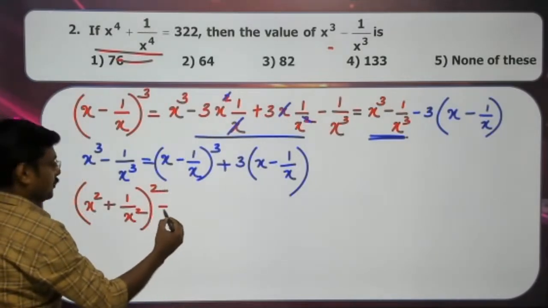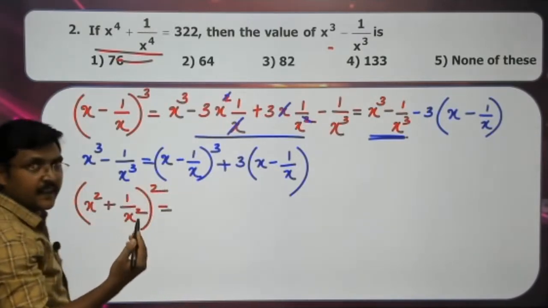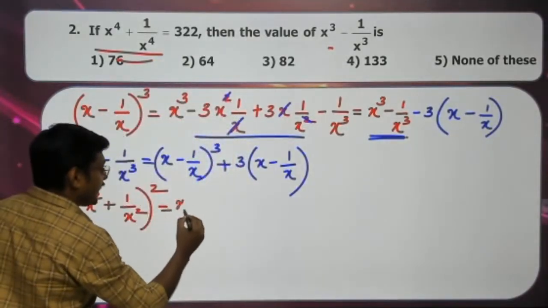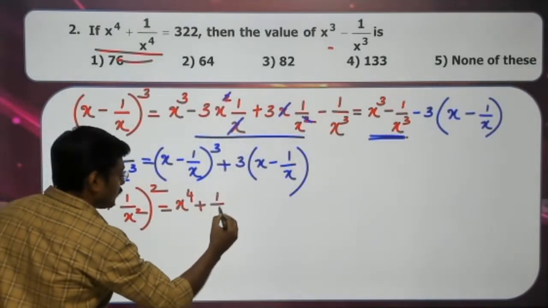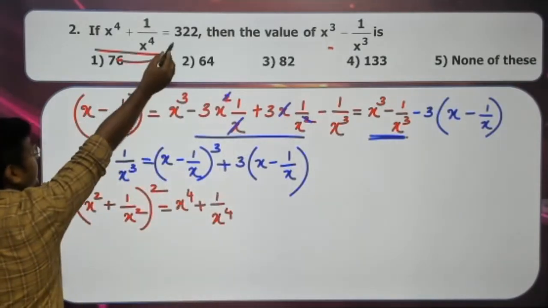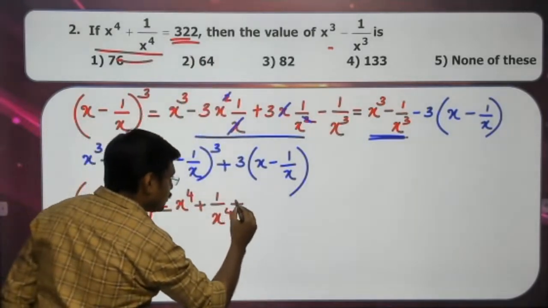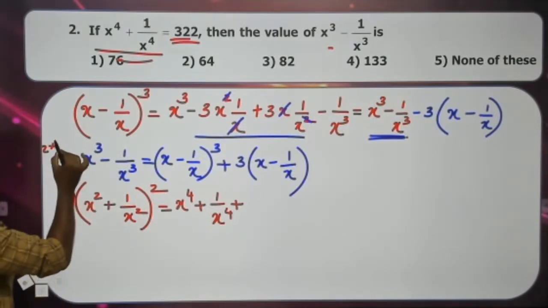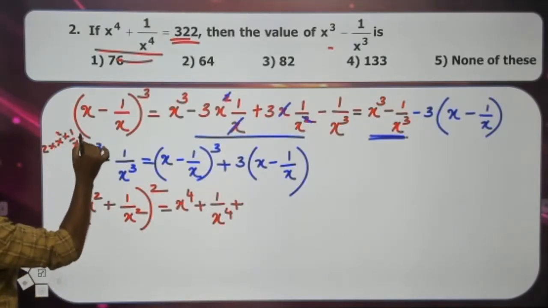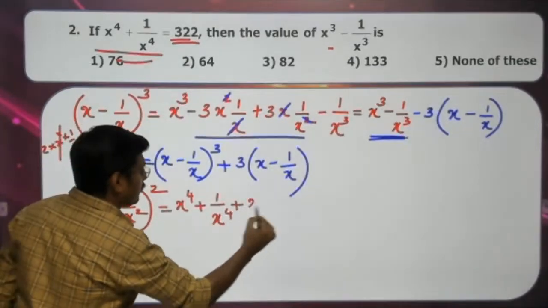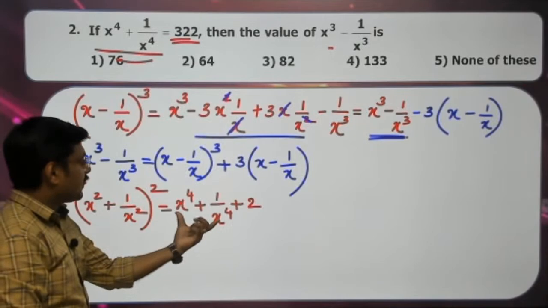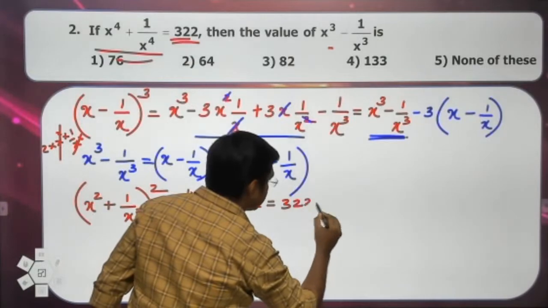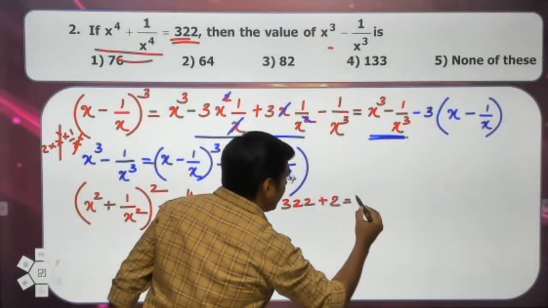Which is equal to a plus b the whole square. We know that a plus b the whole square is a square plus b square plus 2ab. So we can write a square, that means x raised to 4, plus b square, that means 1 by x raised to 4, plus 2ab. 2ab means 2 into x square into 1 by x square. We can cancel these two x squares, then it becomes 2, right? Instead of x raised to 4 plus 1 by x raised to 4, we can consider 322. So 322 plus 2 becomes 324.